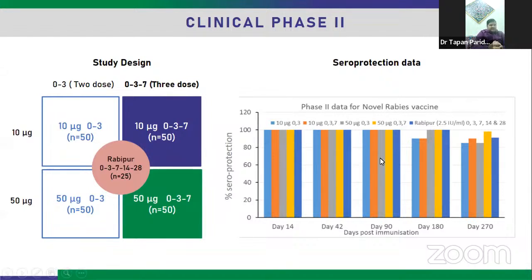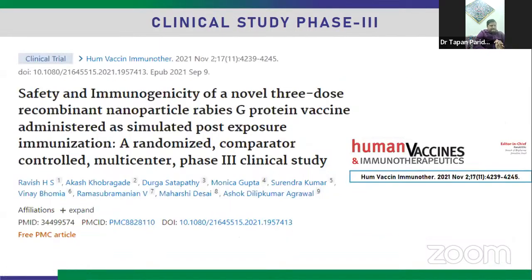So, clinical study, phase 3 study. Here is the safety and immunogenicity of the novel 3-dose recombinant nanoparticle rabies G protein vaccine administered as a simulated post-exposure immunization, a randomized, controlled, multicenter phase 3 clinical study. This is the study. Next slide, please.